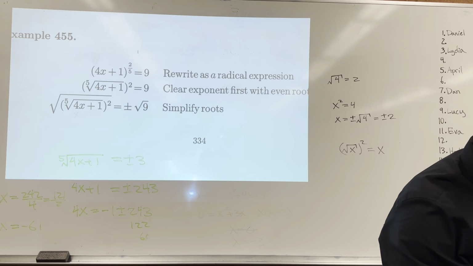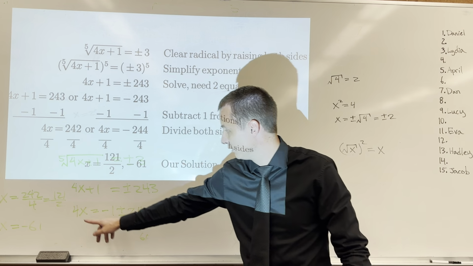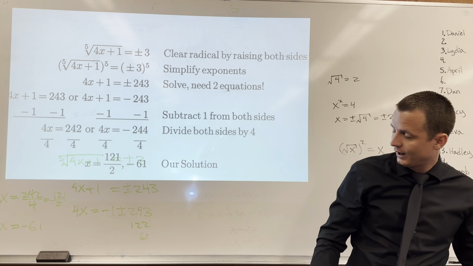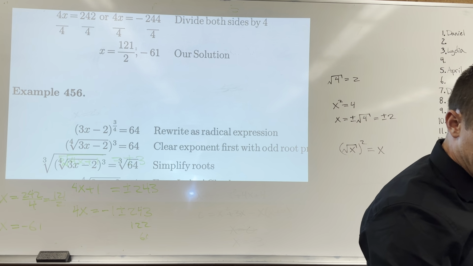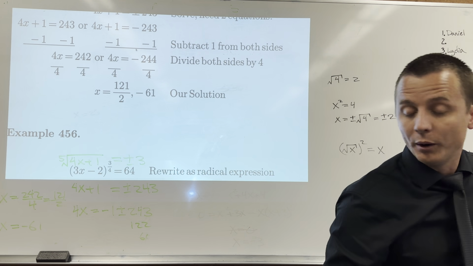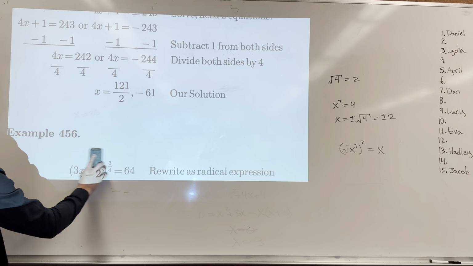Okay, and now let's check our answers here again. 121 over 2, that was from taking the positive version, and then negative 61, taking the negative version. So, couldn't do it all in one go, unfortunately. Let's do one more mix like this, and I think we'll pretty much be good.